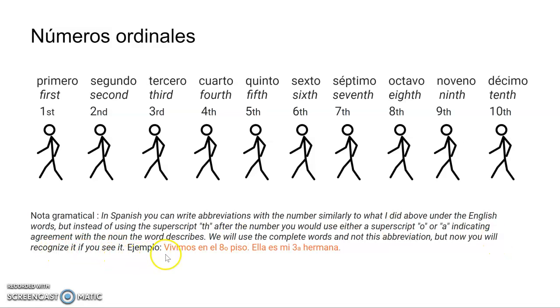Ejemplos: vivimos en el octavo piso. Ella es mi tercera hermana, or tercer hermana. Here you can see the little O and the little A went down to the bottom, but they should technically be up from there, the way we would typically write it up higher. But either way, that's the superscript in this font. So when you see that small O or small A, it's like our English, usually TH, sometimes, as you can see, first, second, third are different. So that's how you would use that abbreviation if you were to do so.